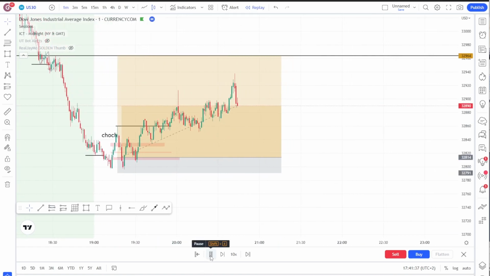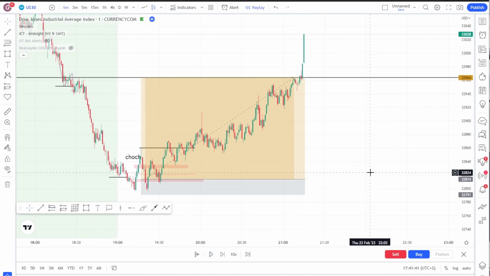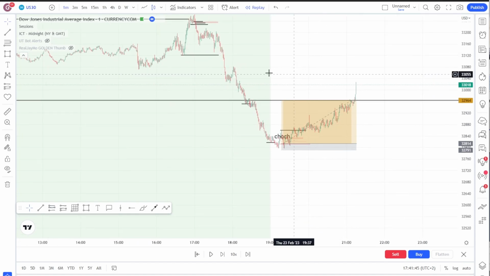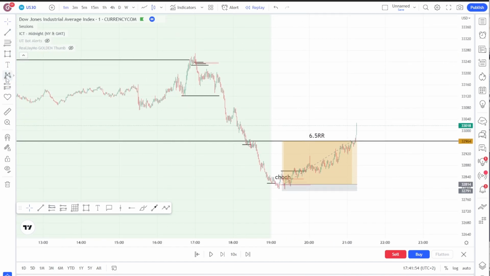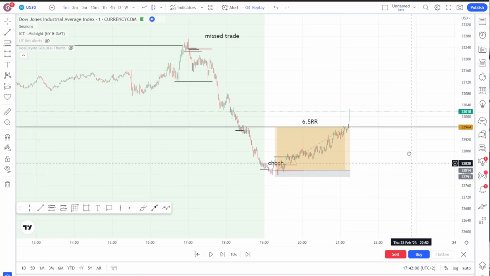Let's see if it reaches our take profit. And there you go. Price hits a 6.5 risk reward. All right, so we got 6.5 risk reward. We've got this one, which was a missed trade. It did not come and tag us in.